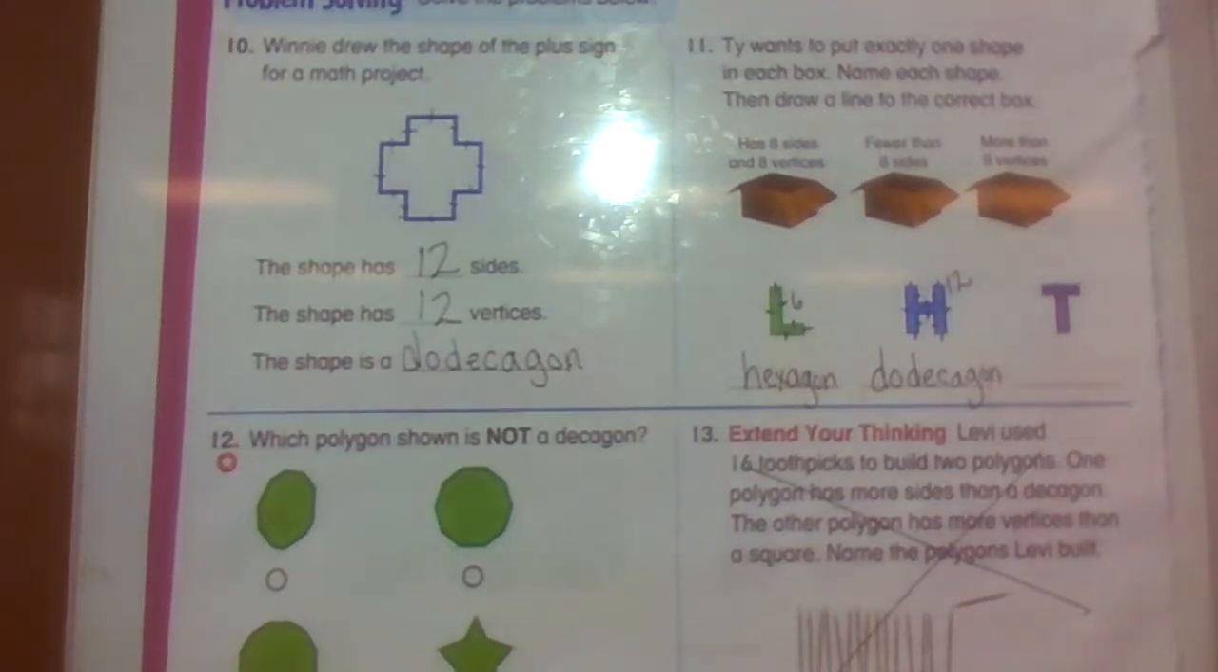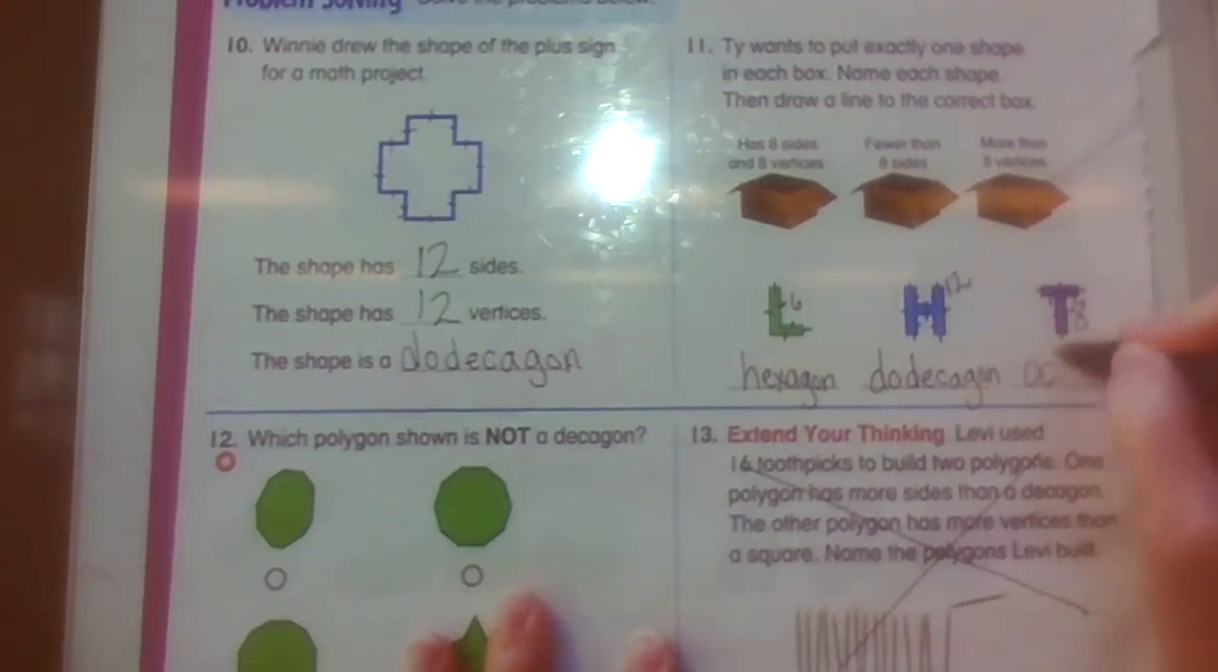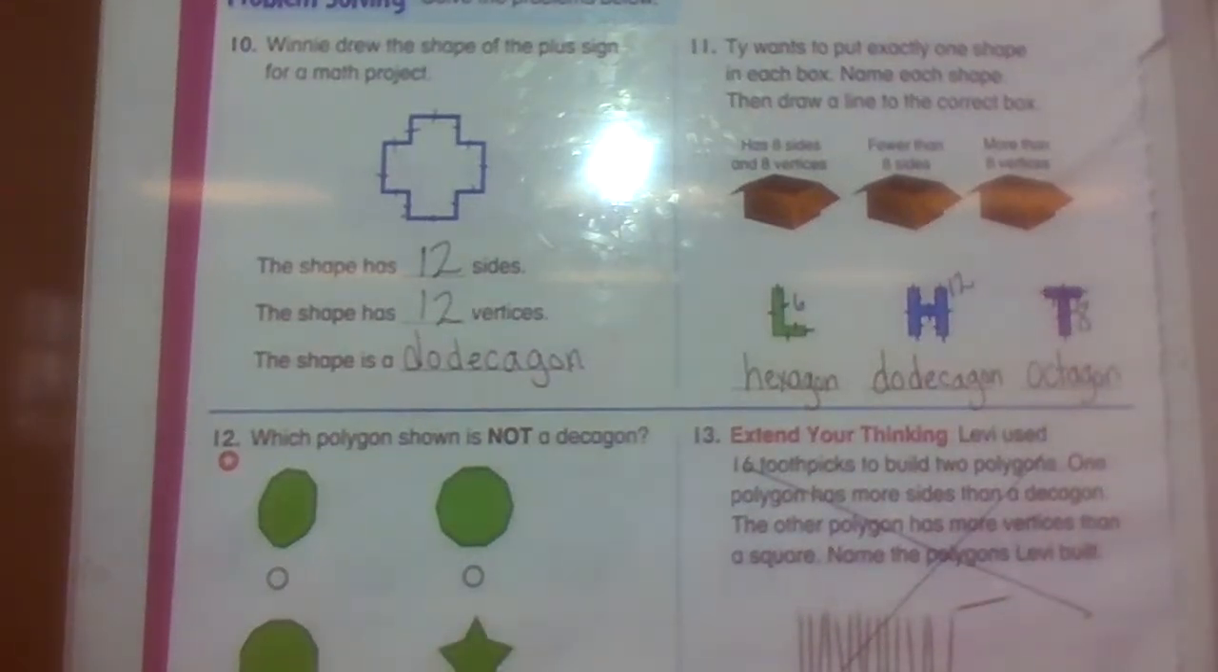Okay, then let's do the letter T. 1, 2, 3, 4, 5, 6, 7, 8. What is it that has 8? Like an octopus, it's an octagon. 8 sides and vertices. Okay, if you need to pause and catch up, go ahead and do that.